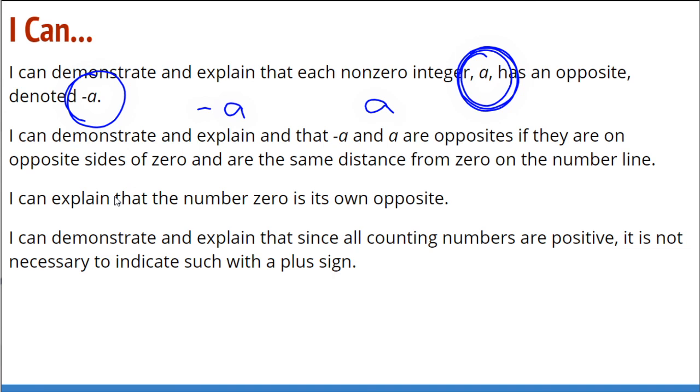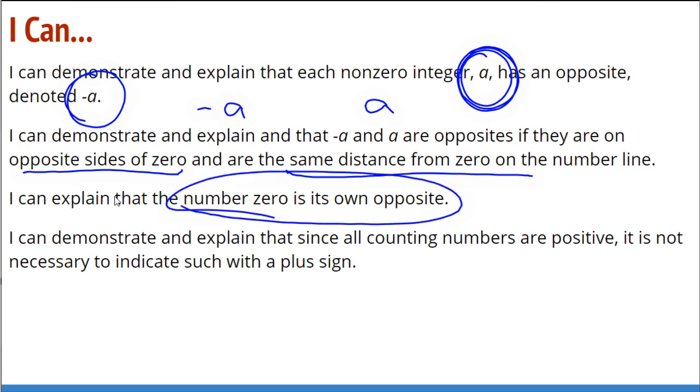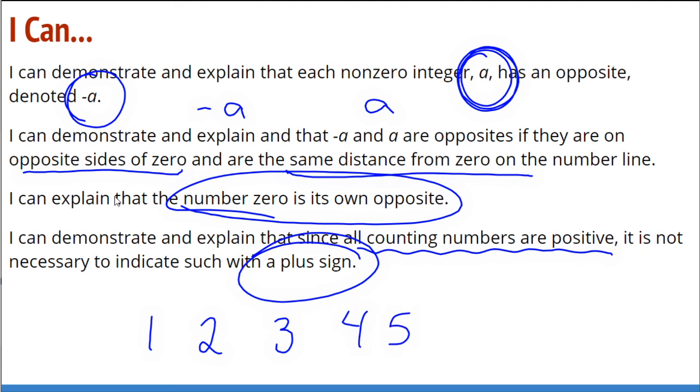Hopefully you can demonstrate and explain that negative a and a are opposites if they're on opposite sides of 0, and they are the same distance from 0. Two big qualifications there. Hopefully you can explain that 0 is its own opposite. There's no positive 0, there's no negative 0, there is just 0. And hopefully you're feeling comfortable with the counting numbers. If it's positive, you don't have to have a plus sign in front of it. If we're doing our counting numbers, 1, 2, 3, 4, 5, we know that those are positive numbers. That's something that we agree to as mathematicians.